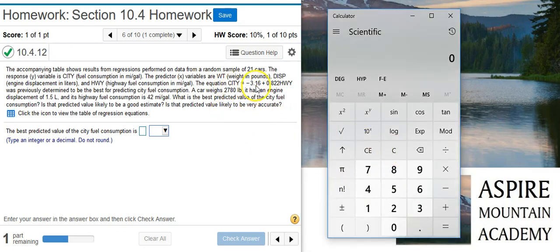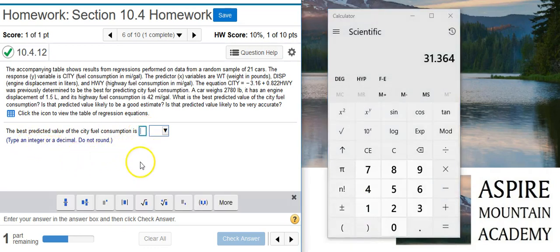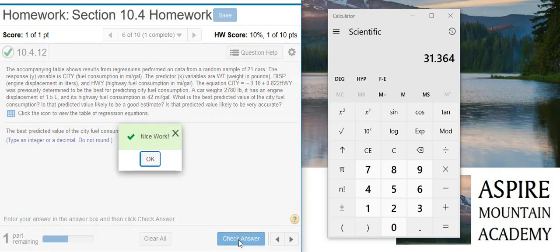So we have negative 3.16, and we're going to add to that the second term, which is 0.822 times the highway fuel consumption, which here is listed as 42 miles per gallon. And it says here, type in an integer or a decimal. Do not round. So I'm going to put that in here. And the units on the fuel consumption will be miles per gallon, the same as the highway fuel consumption you see here. Fuel consumption is in miles per gallon, so that's what I'm going to put here. Nice work!